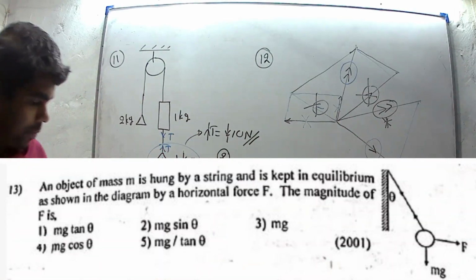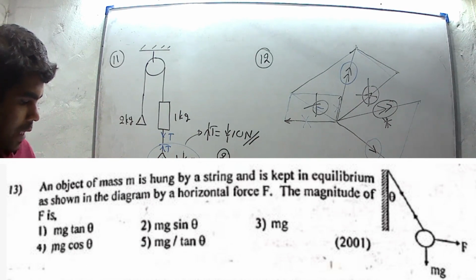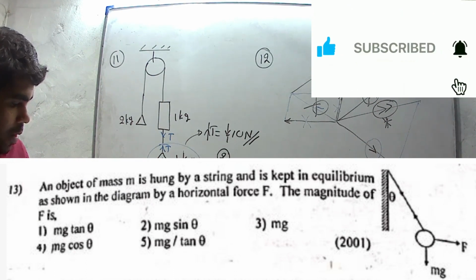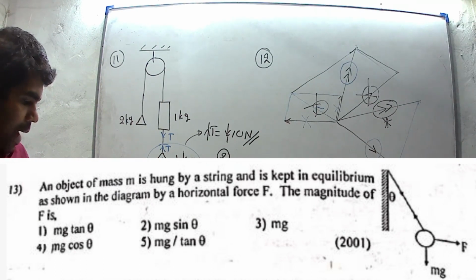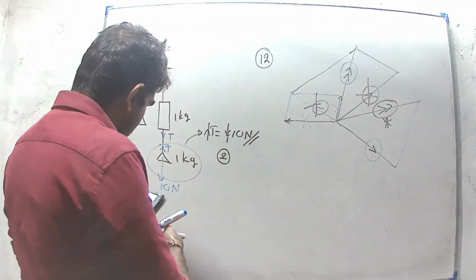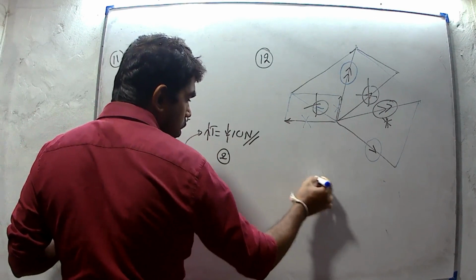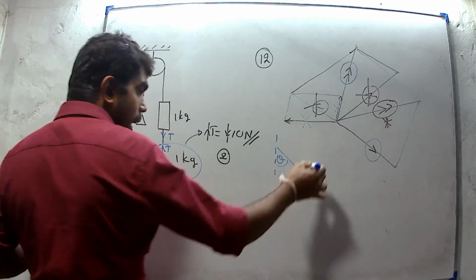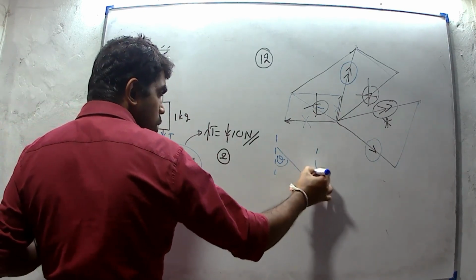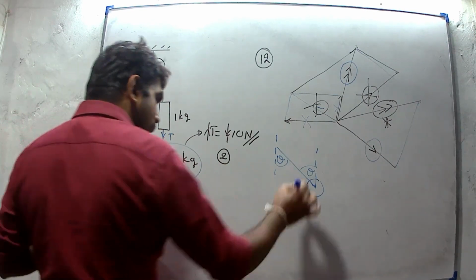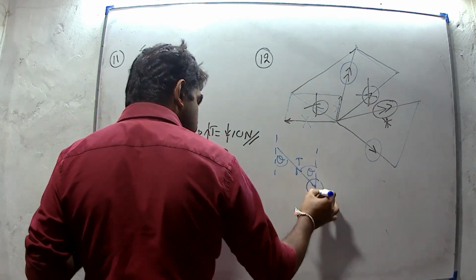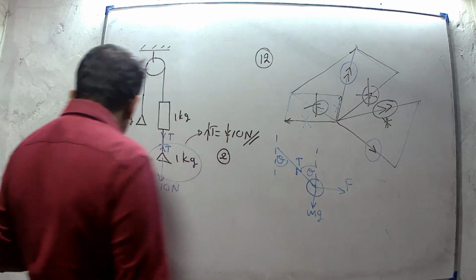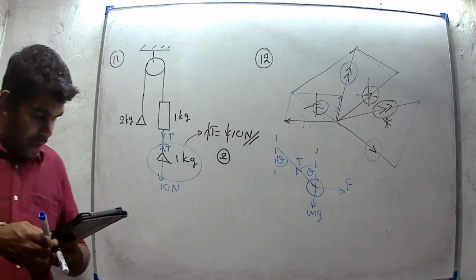Then question number 13. An object of mass m is hung by a string and is kept in equilibrium as shown in the diagram by a horizontal force F. The magnitude of F is? Now there are three forces on the object. They have given that this angle is theta. Therefore we can consider that this angle is also theta, alternate angle. Now there is a tension in this direction, weight in downward direction, and the given force F in horizontal direction. We have to get the magnitude of F.